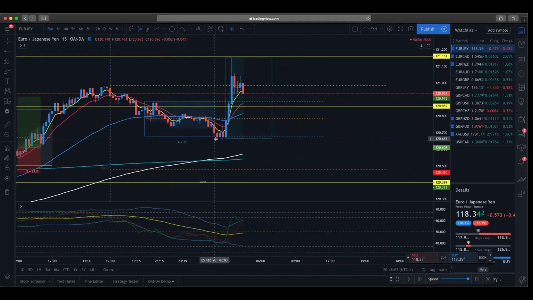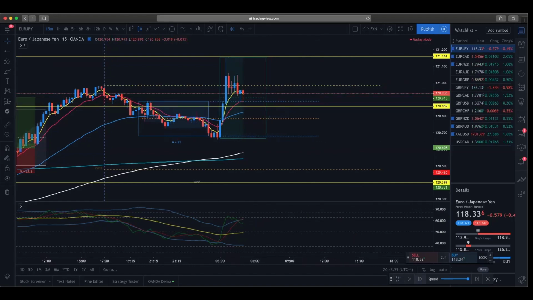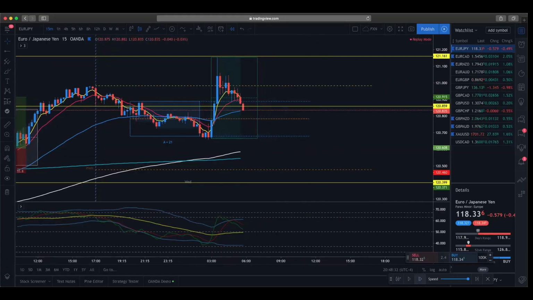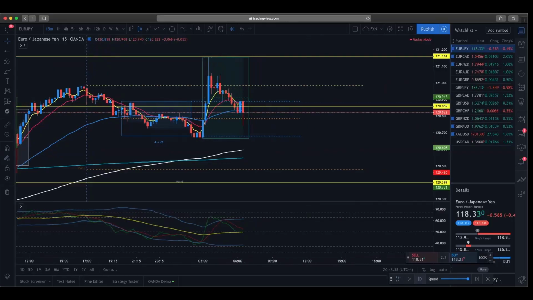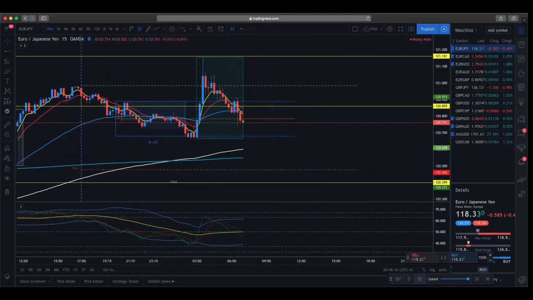So here's the thing. It looks like an M. You have the pattern, and you have the TDI giving you confirmation as well, but you don't have the crossover or even a close below to get in. I'll bet that M turns into a W. You bet that it turns into a W. Let's see. Okay, I was wrong.